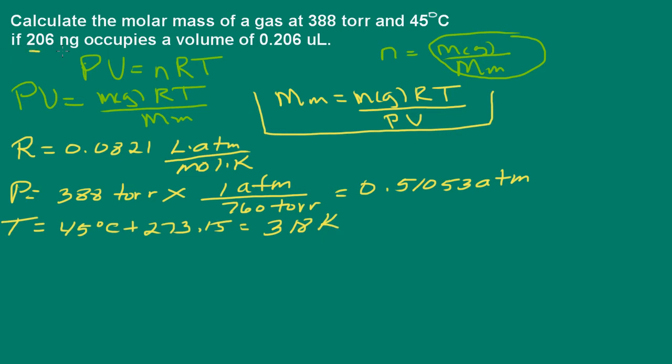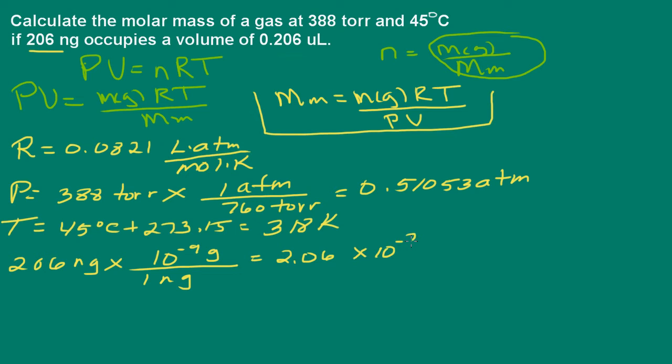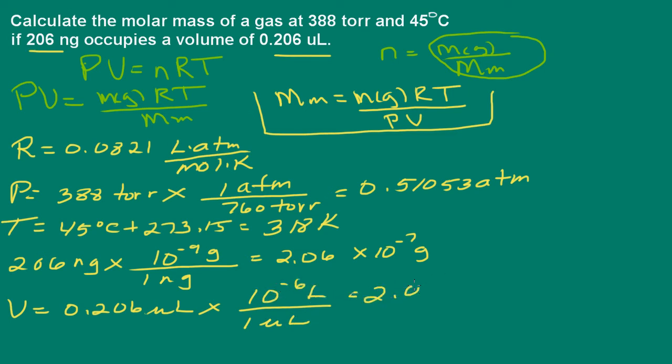Now I need to convert the mass to grams. So 206 nanograms, and we know that 1 nanogram is 10 to the negative 9 grams. So that's going to give us 2.06 times 10 to the negative 7 grams. And then finally we need to convert volume to liters. So for volume, we have 0.206 microliters, and we know that 1 microliter is 10 to the negative 6 liters, and that gives us 2.06 times 10 to the negative 7 liters.